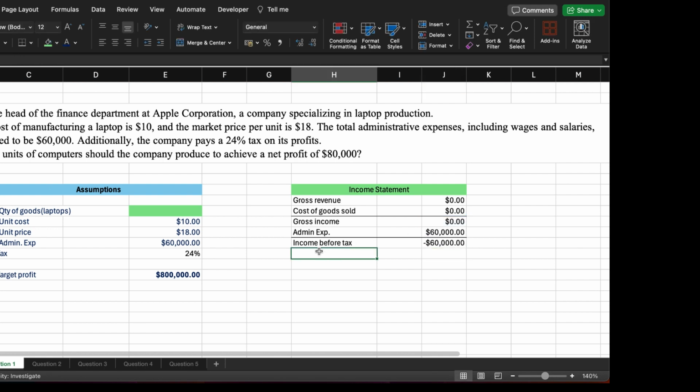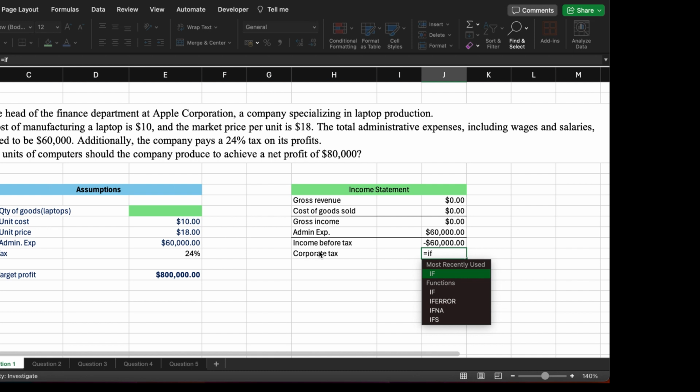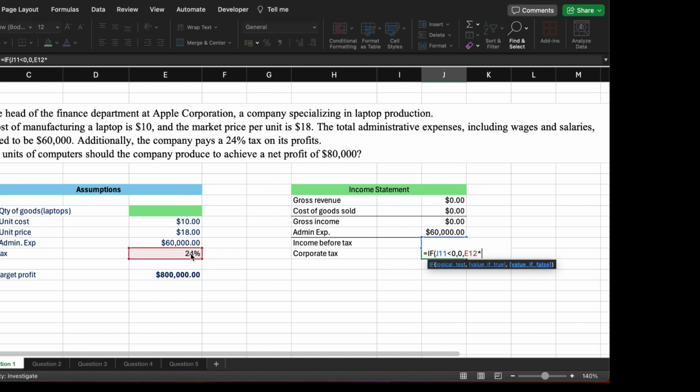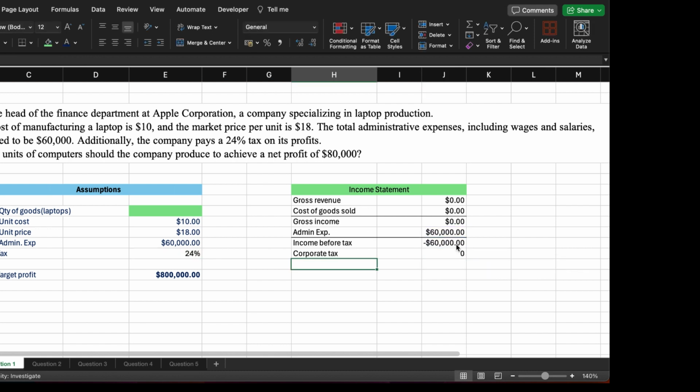Note that the company pays tax only when it makes positive profit. It pays zero tax when it doesn't make any profit. So we have to use the IF function. If income before tax is less than zero, the company pays zero. However, if it is false, then the company pays a 24% tax on the income before tax, which is J11.